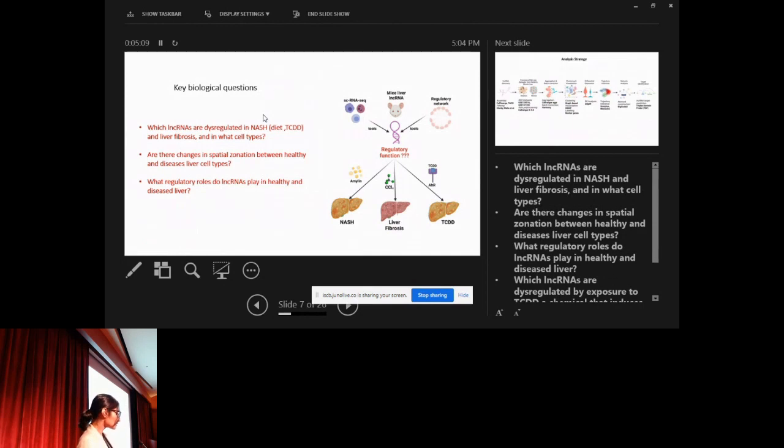And also, what differences do we observe in terms of spatial zonation between a healthy and a diseased liver? And eventually, the lncRNAs that we have do not have functions associated with them. So we use regulatory networks to actually understand which of these lncRNAs can have essential functions in regulation, both in control and disease.